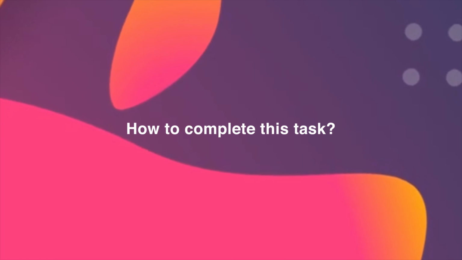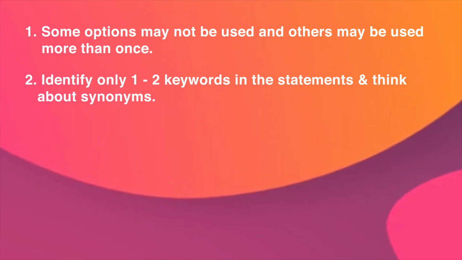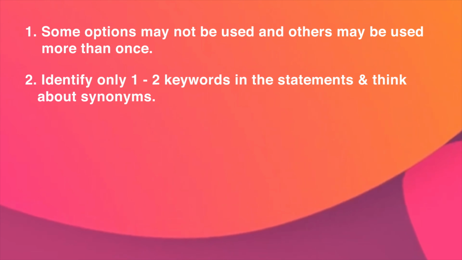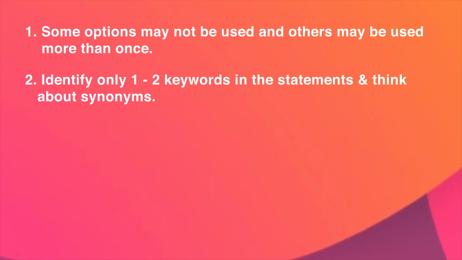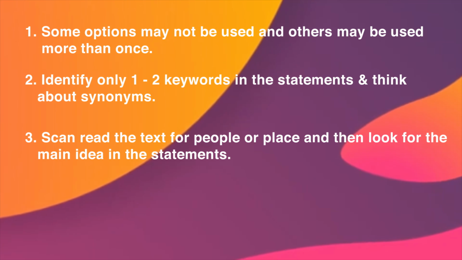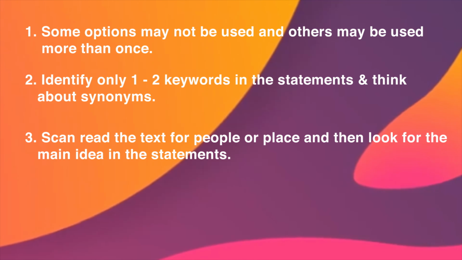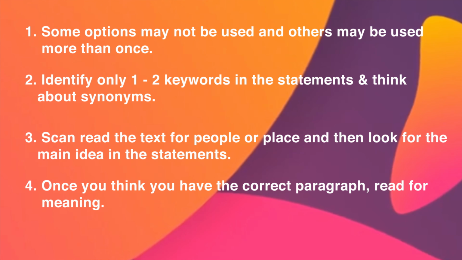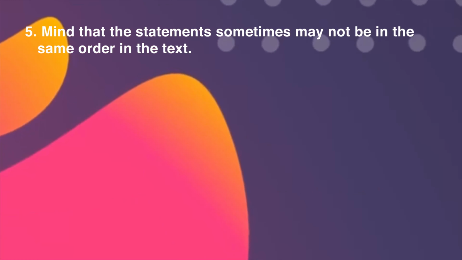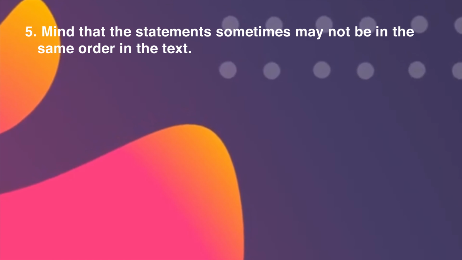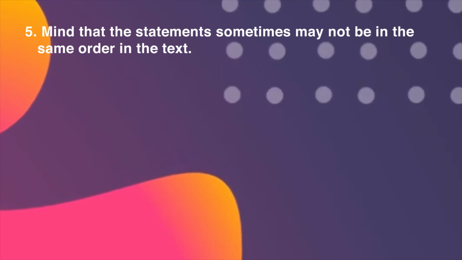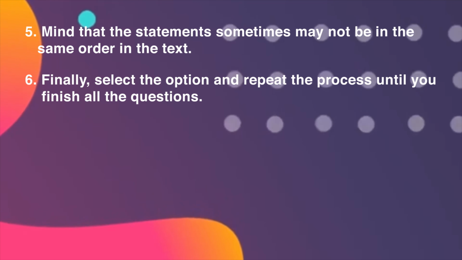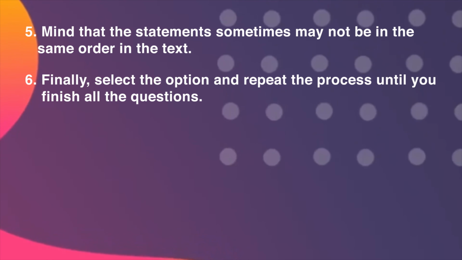Now, let us learn the tips to complete this task. Number 1, some options may not be used and others may be used more than once. Tip number 2, identify only 1 to 2 keywords in the statements or think about synonyms. Tip number 3, scan read the text for people or place and then look for the main idea in the statements. Tip number 4, once you think you have the correct paragraph, read for meaning. Tip number 5, mind that the statements sometimes may not be in the same order in the text. Tip number 6, finally select the option and repeat the process until you finish all the questions.